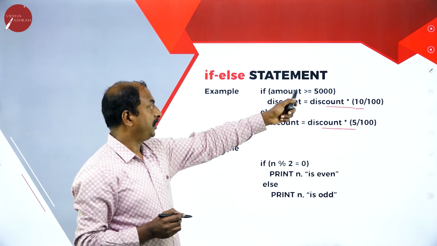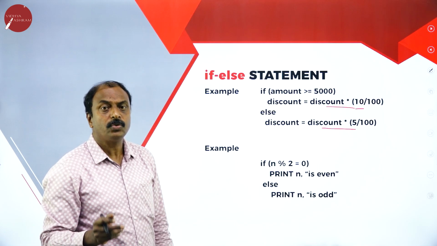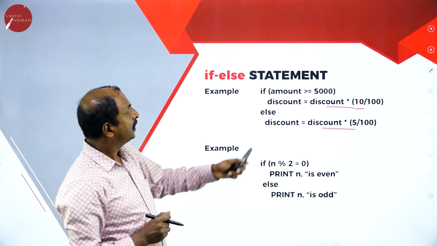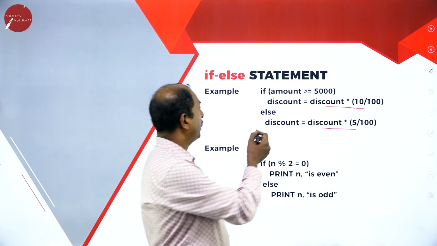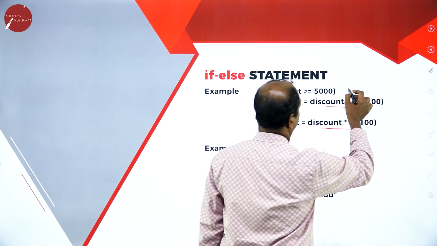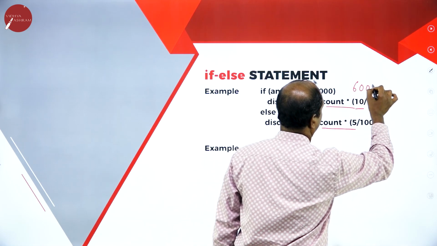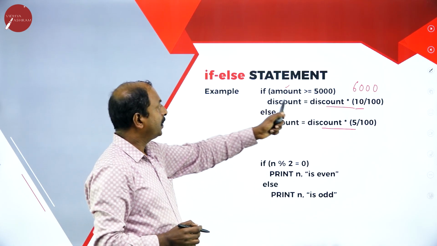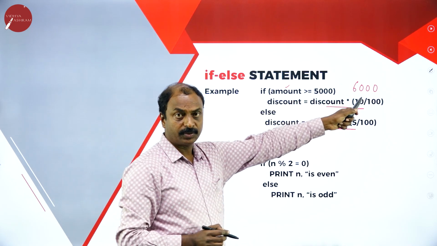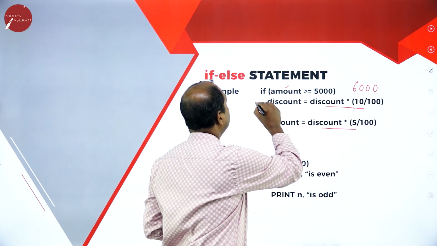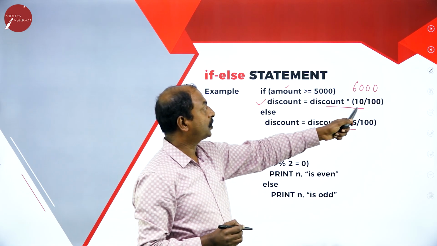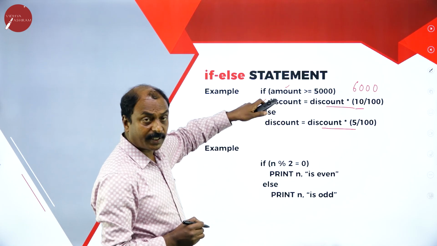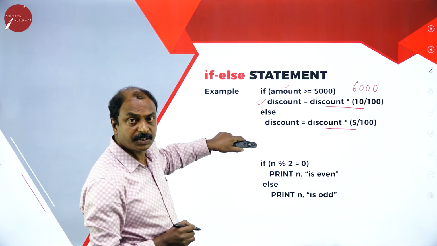Here the programmer has to input the value for the variable amount. Suppose the user enters the amount 6,000. Now 6,000 is greater than 5,000, so it executes this statement, which means it calculates the discount at the rate of 10%. After executing this, it comes out of the if else statement.